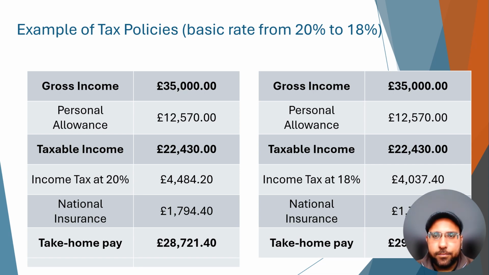Now on the flip side of that, everything remains the same, but look at the part where it says income tax at 18%. If the government were to reduce income tax for a basic rate taxpayer from 20% to 18%, that would be a saving of £447 a year. So that's quite a lot.